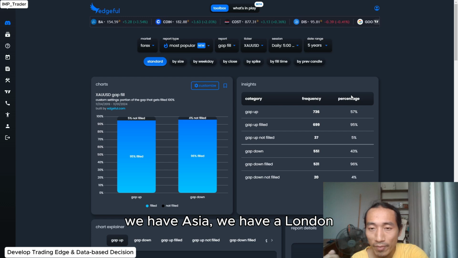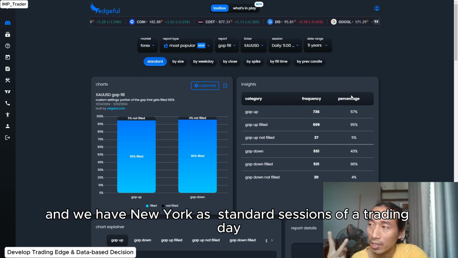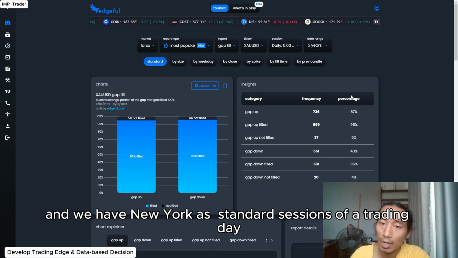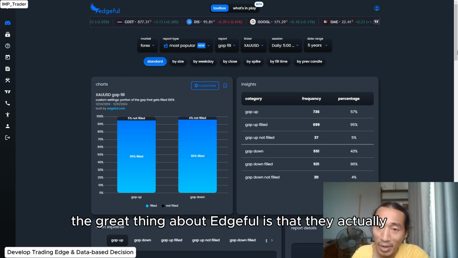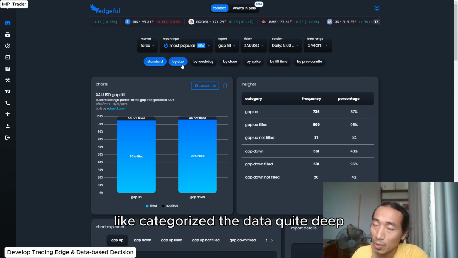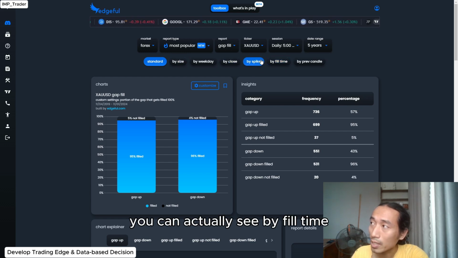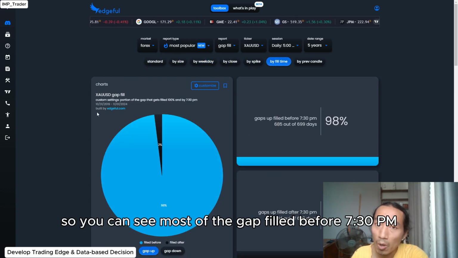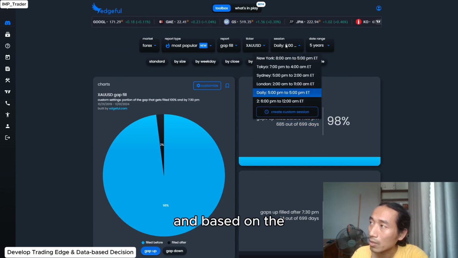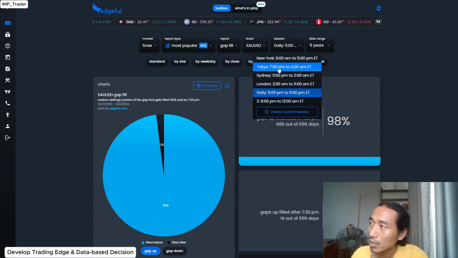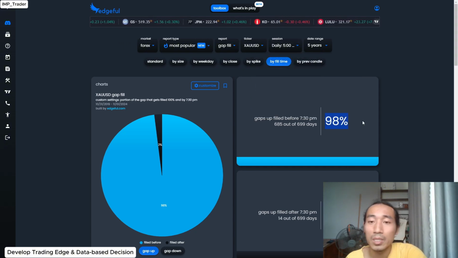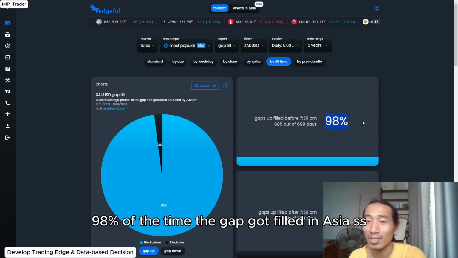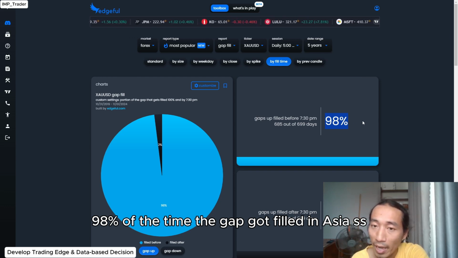We have Asia, we have London, and we have New York as the standard sessions of a trading day. So the great thing about FX4 is that they actually categorize the data quite deep. You can actually see it by fill time. So you can see most of the gaps fill before 7:30 p.m. And based on this section here, 7 p.m. is around the Asia session. So 95, up to 98% of the time, the gap got filled in the Asia session.